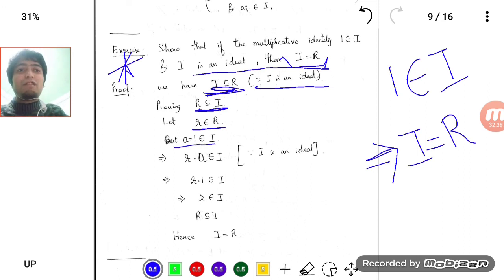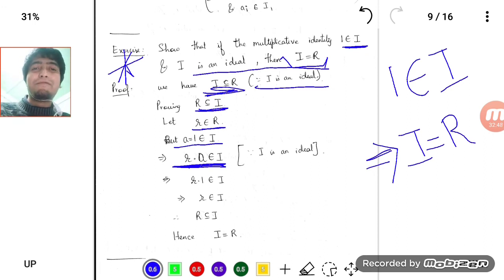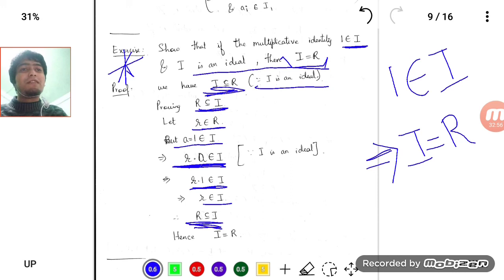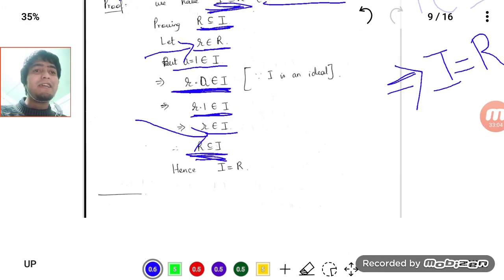But a equals 1 belongs to I. How do I know this one? From this: if a belongs to I, then you multiply it from the left or from the right by r, then it will belong to I because I is an ideal. So r belongs to I. We have started with an element r belonging to R. We have shown that it belongs to I, hence R will be a subset of I, hence I equals R. I think that is enough for today.